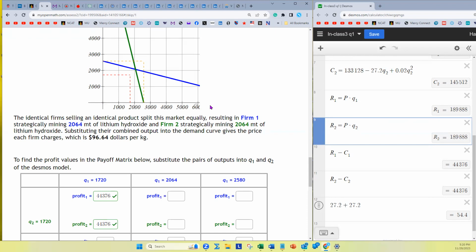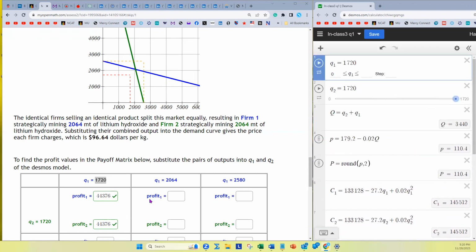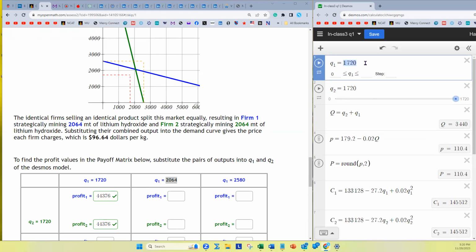So let's find the other values of the profit matrix. We're going to leave quantity two at 1720. We're going to hold quantity two at 1720, and then increase quantity one to 2064. Sorry, it's 520.